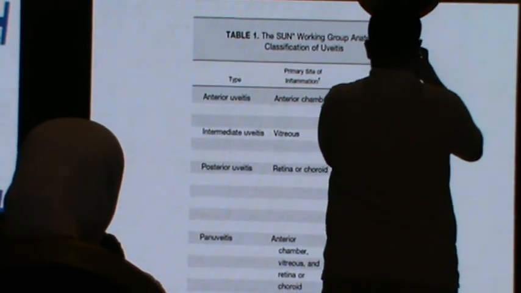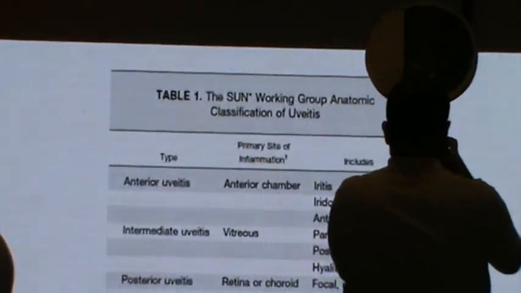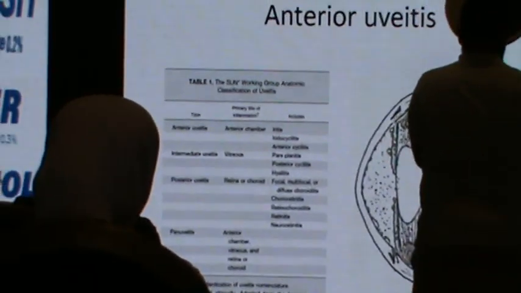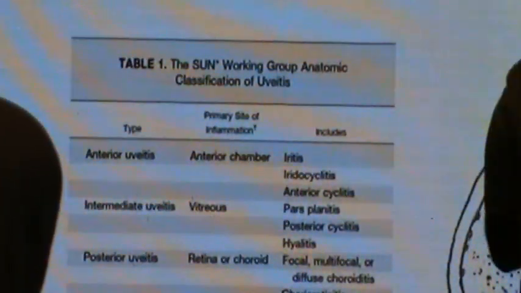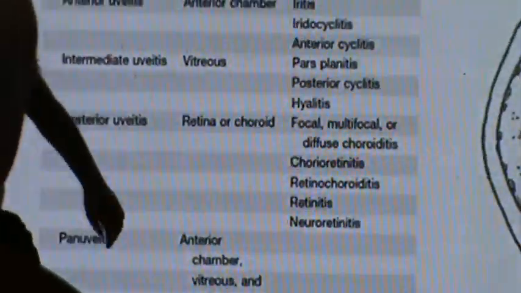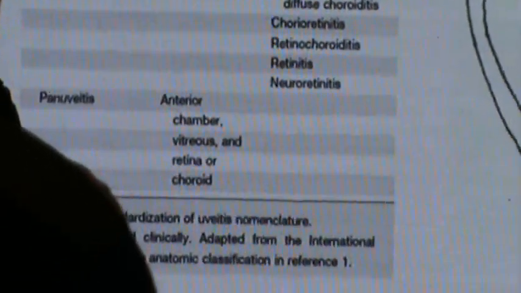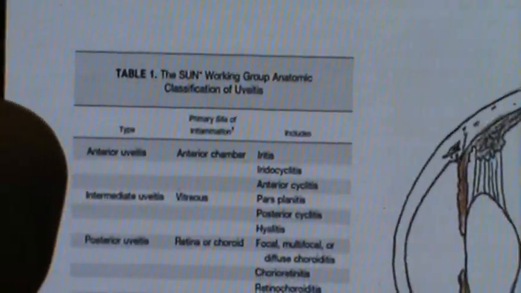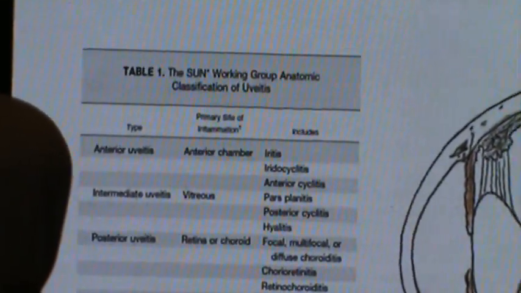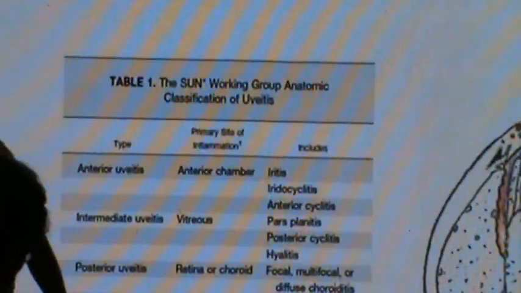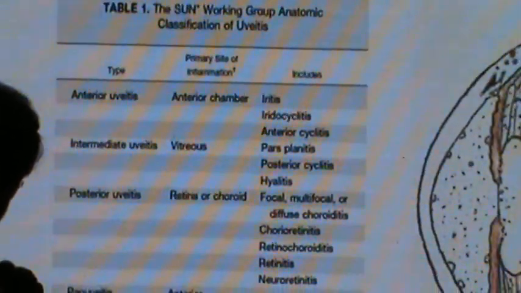I will not go into the details of these tables. I think all of you are aware of this. But simply, we put an anatomical classification for uveitis: anterior uveitis where inflammation affects mainly the iris and the ciliary body. Intermediate uveitis when inflammation affects the vitreous and the periphery of the retina. And posterior uveitis where inflammation affects the choroid with or without the overlying retina, and of course panuveitis when all parts of the uvea are affected.